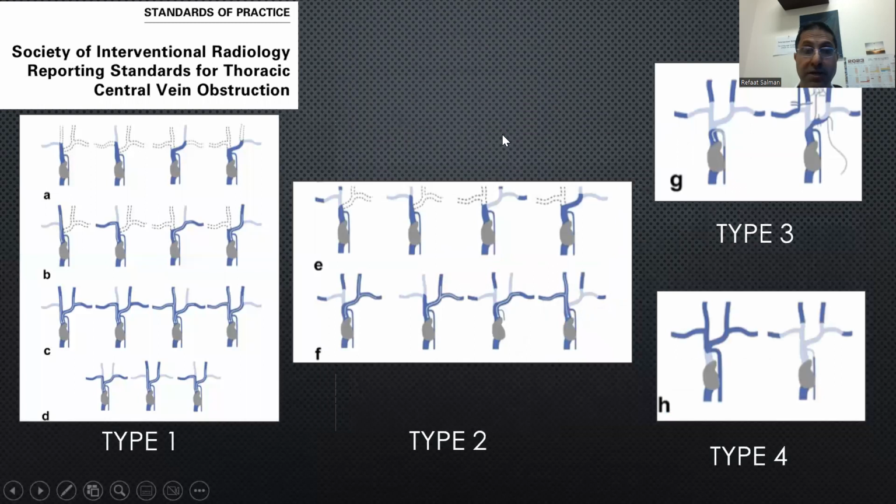So this is the classification of the occlusions according to the SIR reporting standards for thoracic central venous obstruction, various types from 1 to 4 to demonstrate the complexity, and is it one side or bilateral? Is it involving the SVC or only brachiocephalic? Usually, if we do sharp recanalization, most of the cases we are dealing with type 3 lesions.